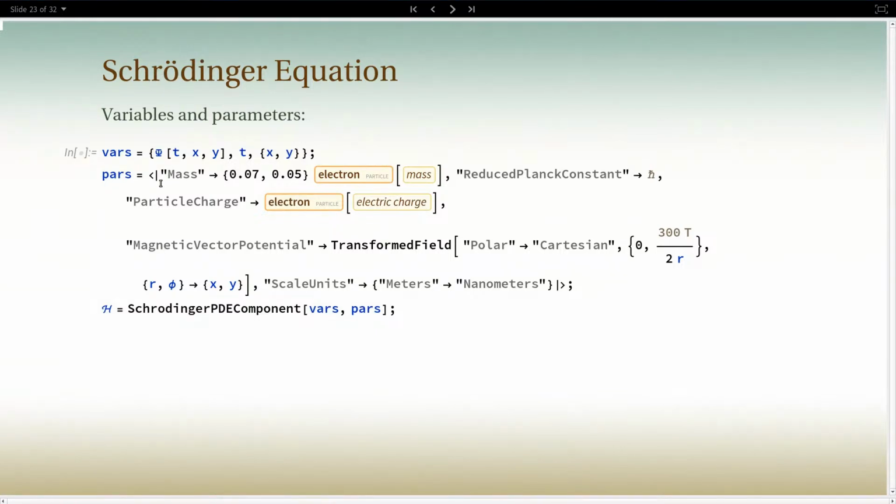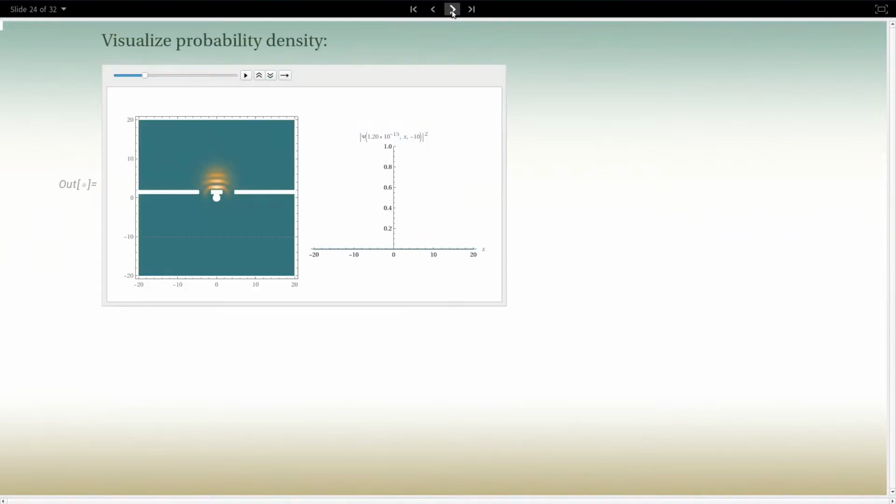And now what we can do is we can specify a mass that is anisotropic. So 0.07 and 0.05 are the anisotropy components of the electron mass. And we have at the same time a magnetic vector potential. The combination of the anisotropic mass with the vector potential is what's new. And this is the way to set up the equation. So here is a visualization of that. So we have the wave packet hitting a slit, and we see that it's now slightly asymmetric because of the anisotropy of the mass. All right.